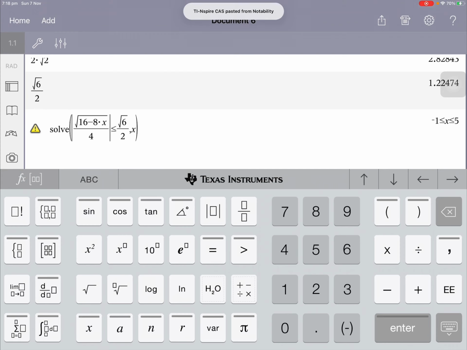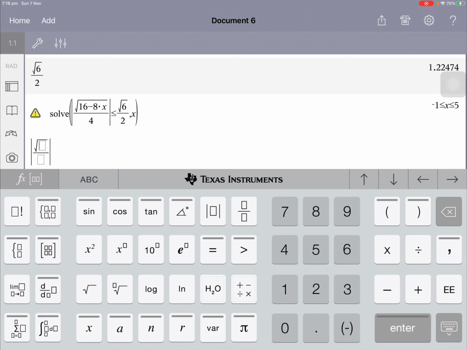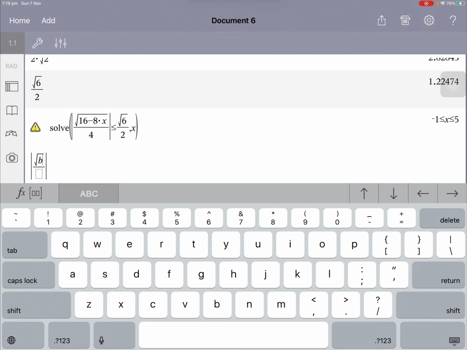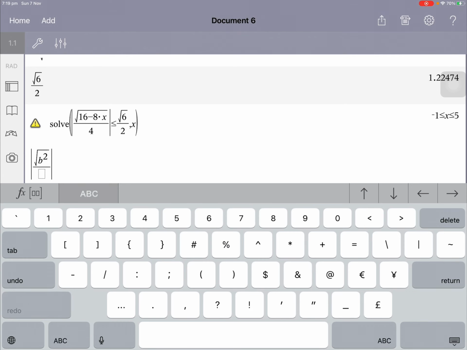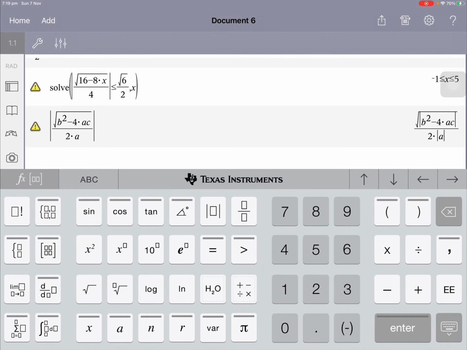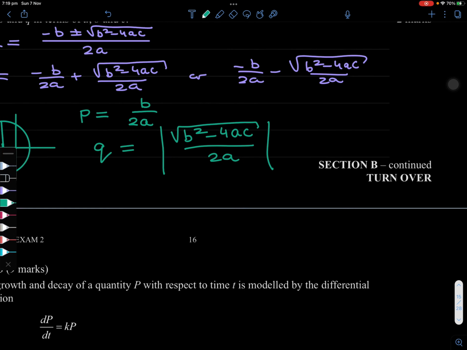okay. And going on the CAS, that gives us absolute value of root. You can just do this by hand if you know how magnitudes work. What was it? B squared minus 4ac. B squared minus 4ac on 2a. Okay, that's what it gives us, right? It gives us that as a result. Okay, that makes sense.